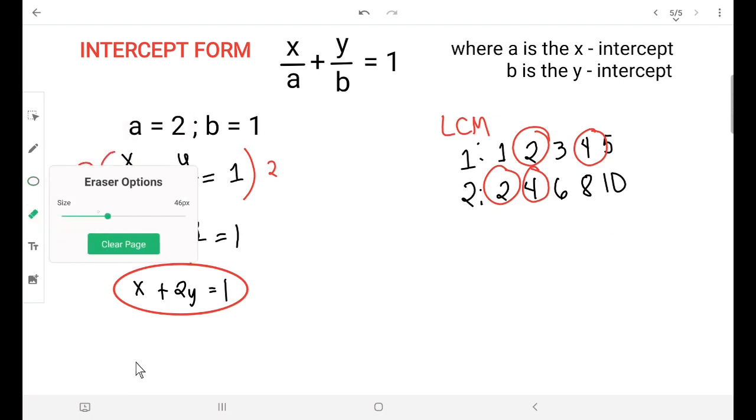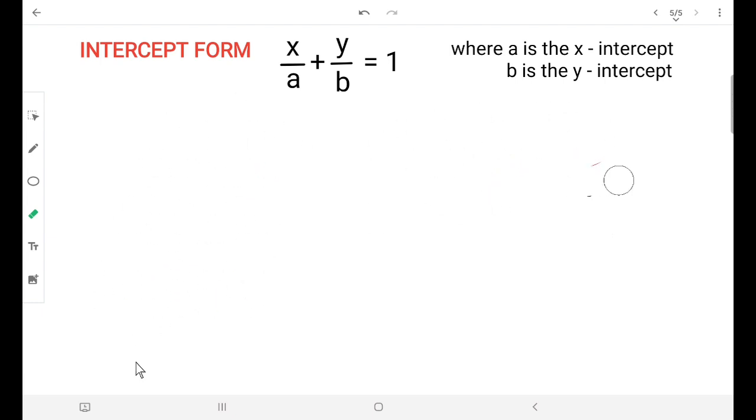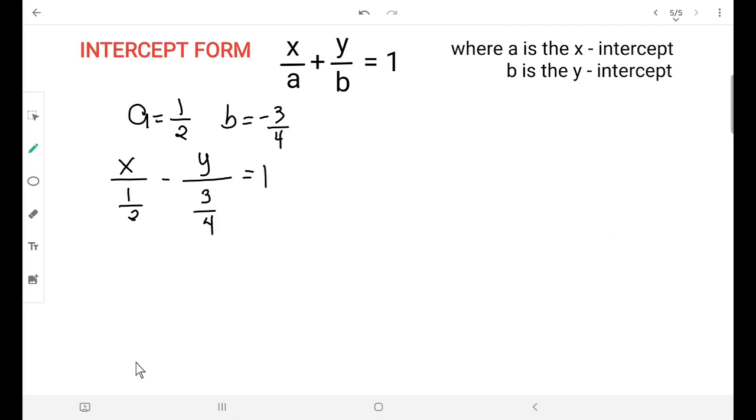What if we have a case wherein the intercepts given are fractions? So let's have a is equal to 1/2. B is equal to negative 3/4. So same thing, we have to substitute these intercepts to the form. We have x over a, which is 1/2, plus y over b. B is negative 3/4. So this becomes negative also. Equals 1. So you have to divide x by 1/2.